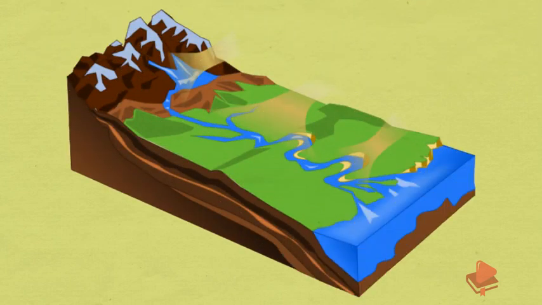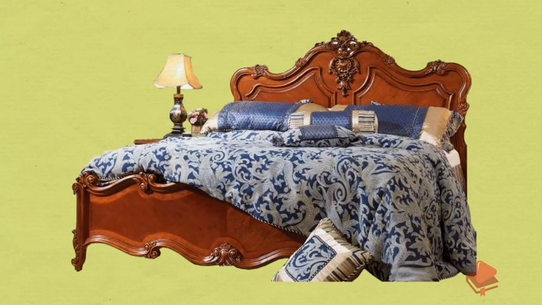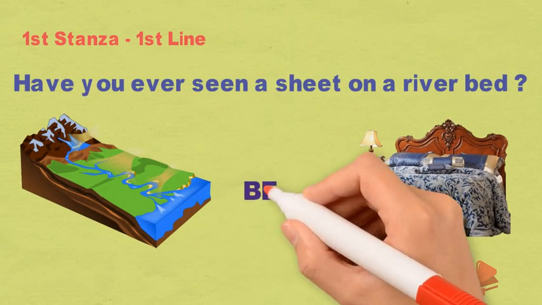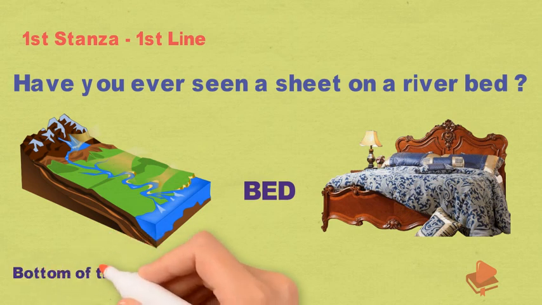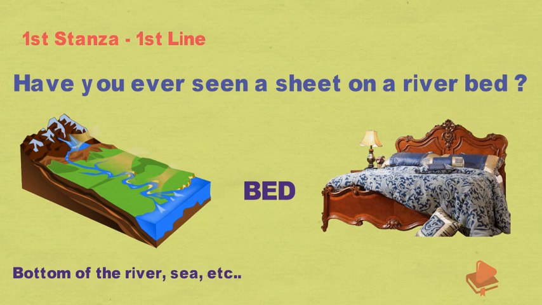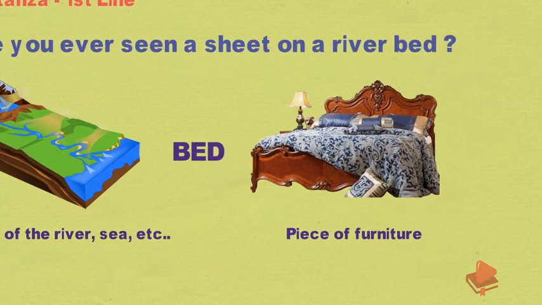This is the picture of a river bed, and on the other side, a bed is actually a piece of furniture, as you can see in the picture. So, the homograph in this is bed, wherein on one side bed means the bottom of the river, sea, and on the other side the meaning of the bed means the piece of furniture. So the homograph in this line is bed. So let us see what does the poet want to say in the next line.